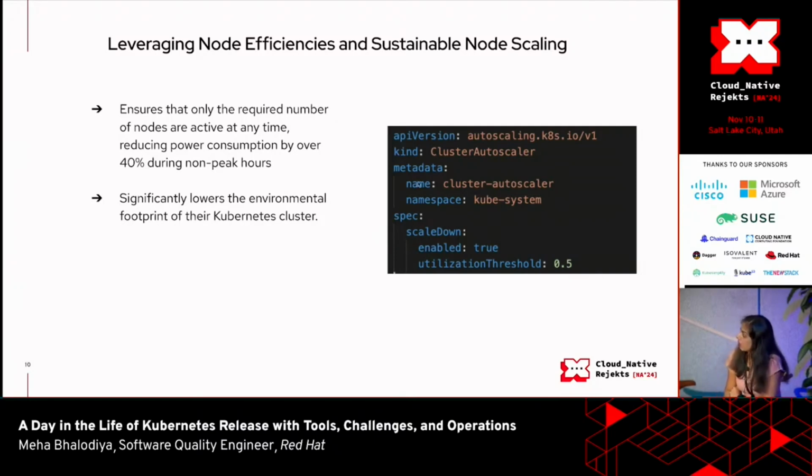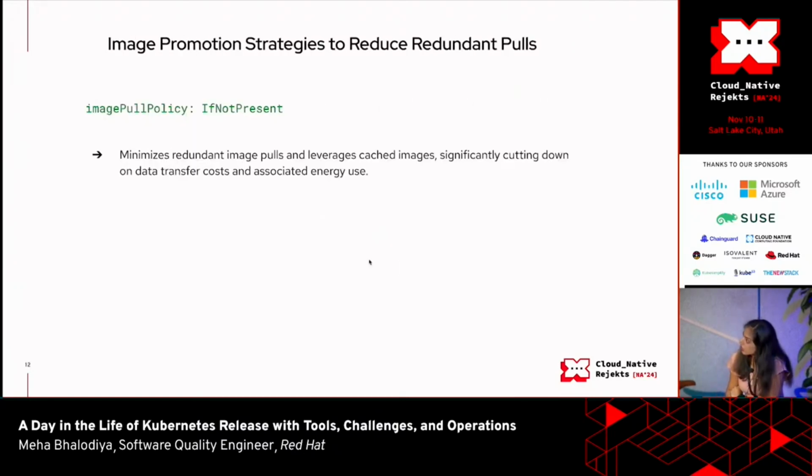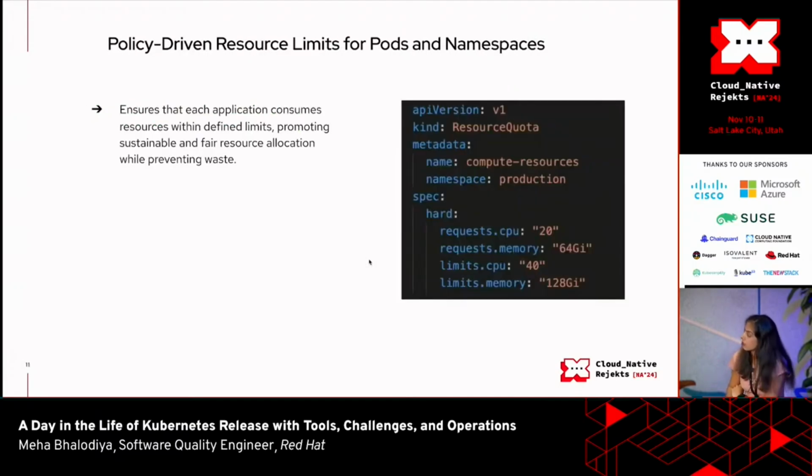Now, this one mostly would be known by many. So, policy-driven resource limits for pods and namespaces. This is a kind of resource quota. Setting resource limits ensures that pods and namespaces use only the resources they require, and by setting the CPU limits and memory constraints, administrators can prevent resource wastage, optimize cluster utilization, and indirectly reduce the power consumption of the underlying infrastructure.